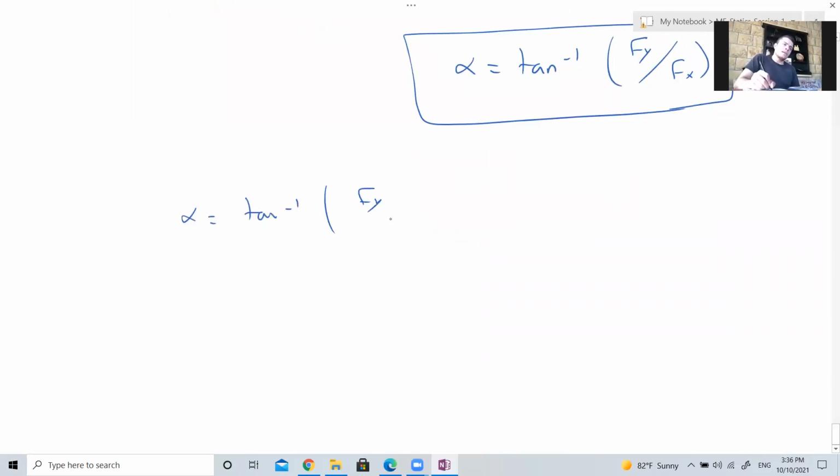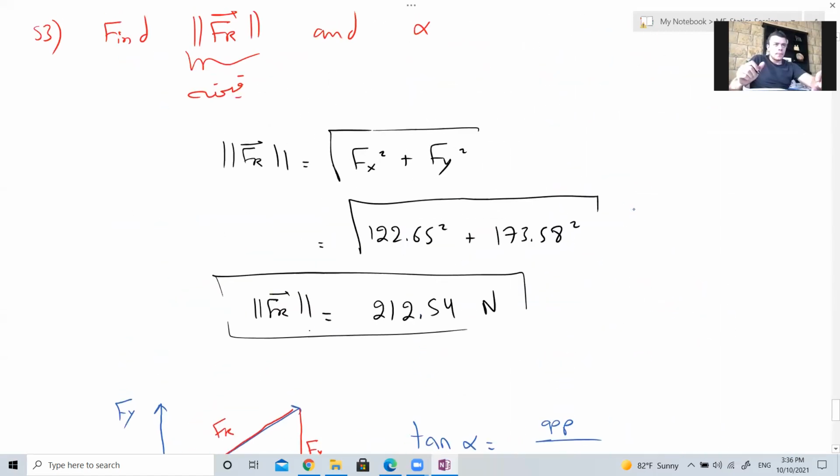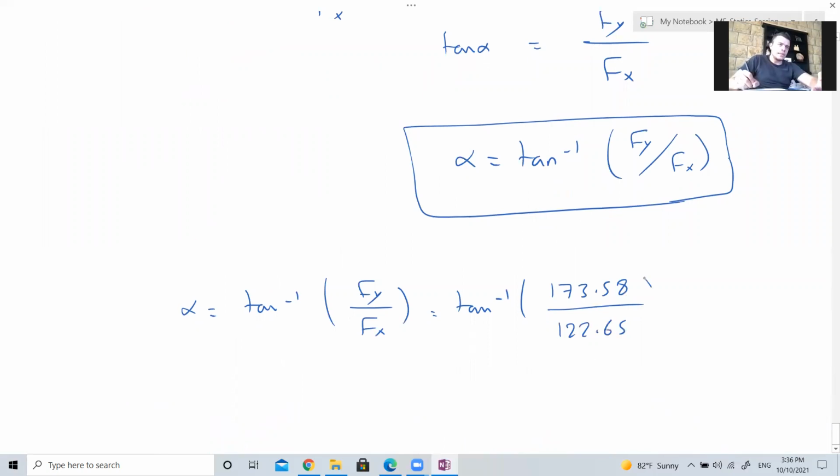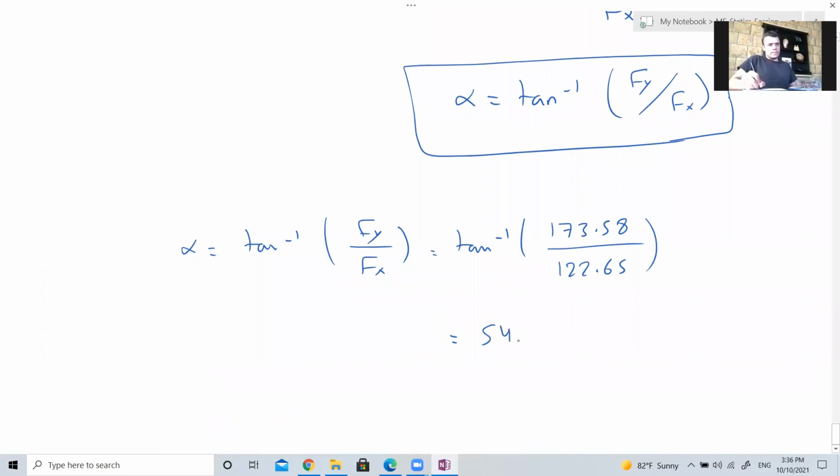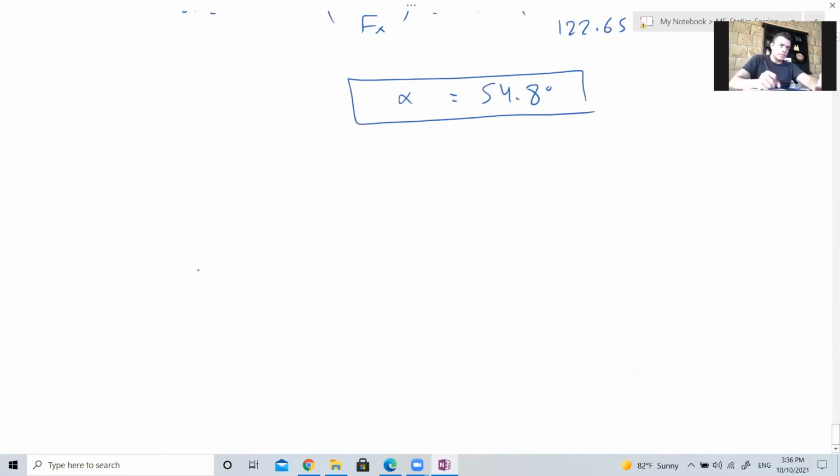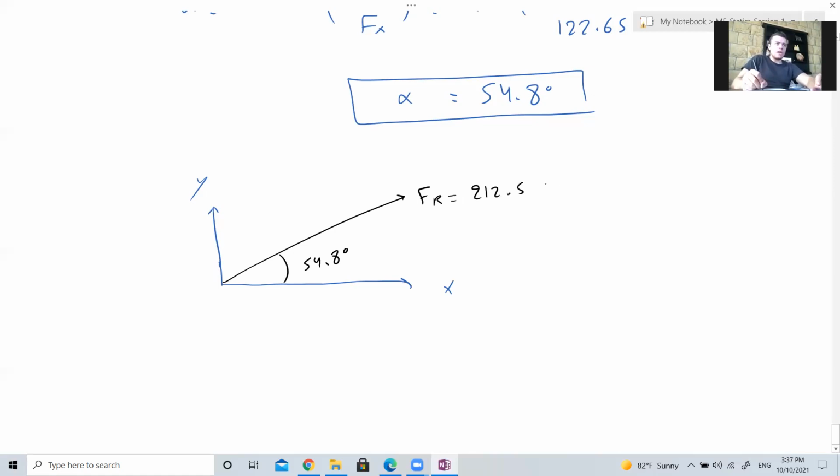So alpha is tangent minus 1 of Fy over Fx, which is 173.58 over 122.65. It should come out to 54.8 degrees, the same as before. So this is the force and this is the alpha, which is 54.8, and the force is 212.55.